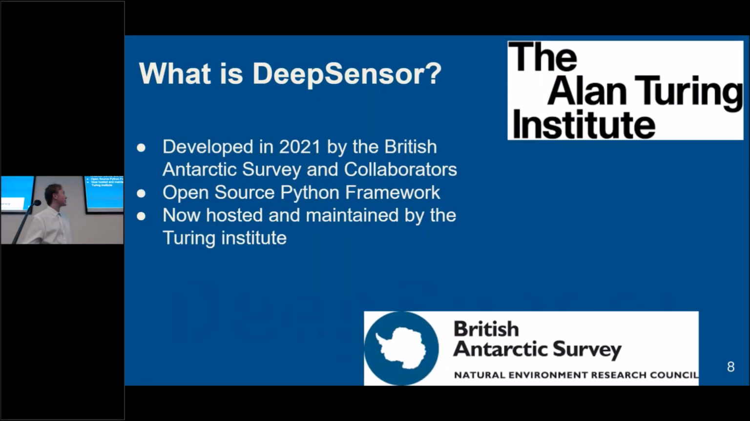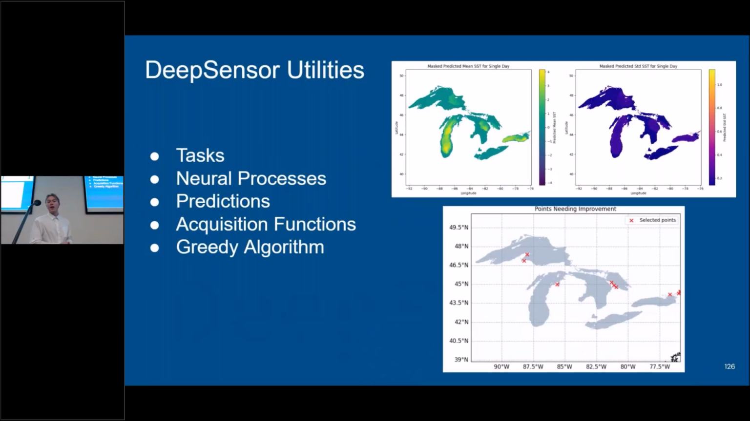So you might ask, what is DeepSensor? It was developed in 2021 by the British Antarctic Survey and some collaborators. It's an open source Python framework, and it's currently hosted and maintained by the Turing Institute in the UK. And what does it offer?